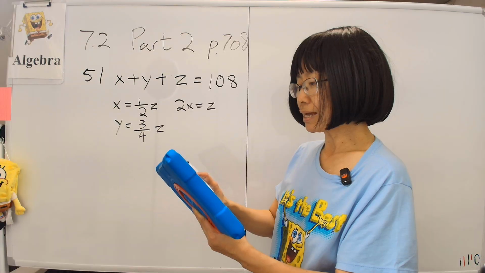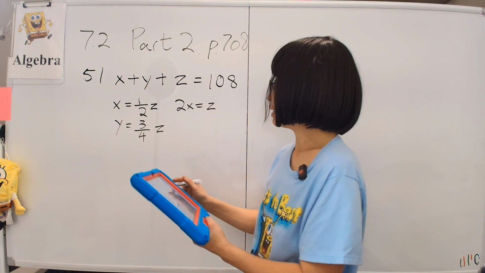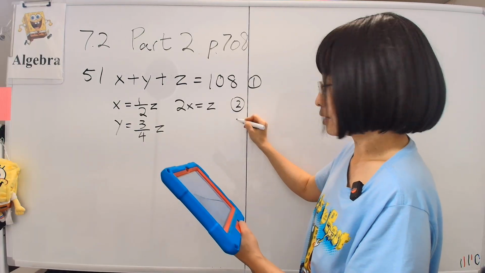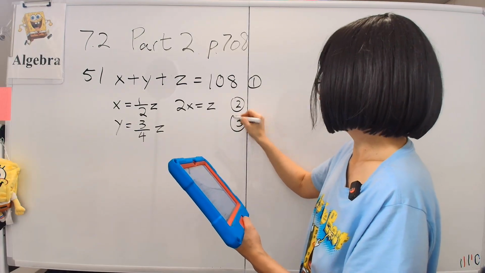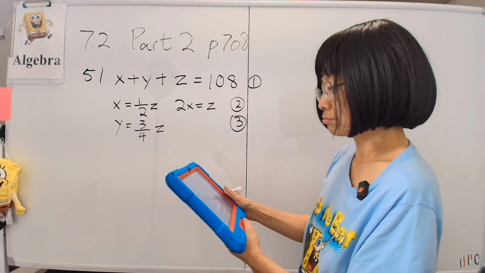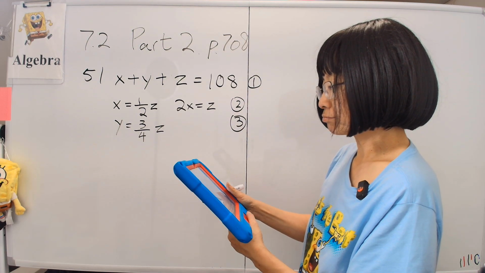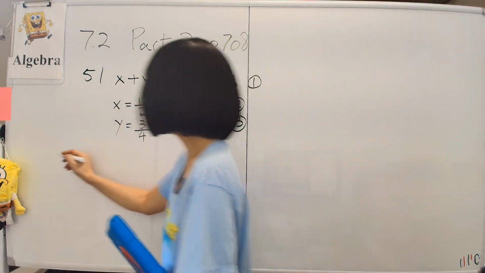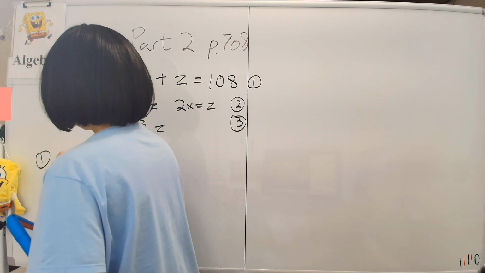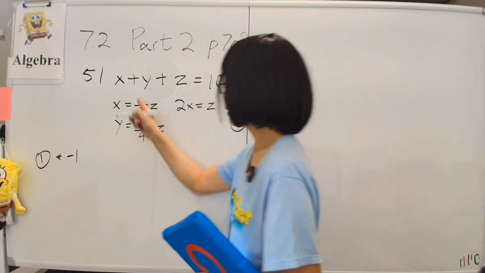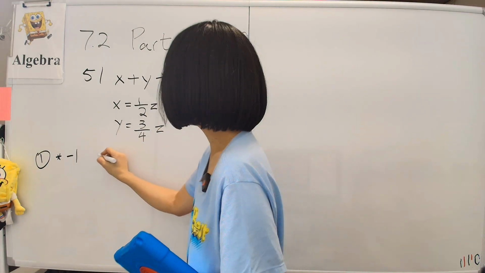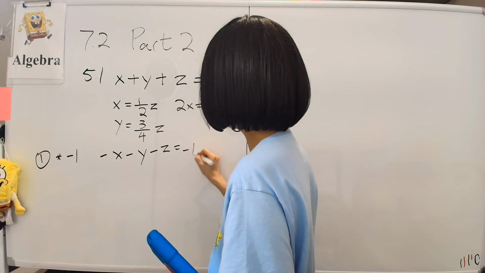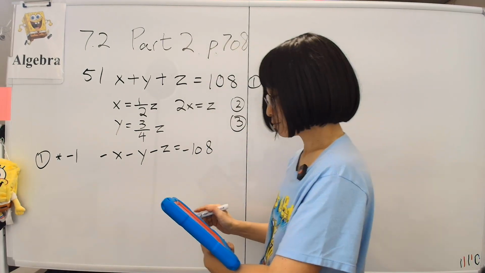And so the plan is that, for us to eliminate z, here's equation 1 and 2, and then 3. We'll take equation 1 times minus 1, so that we'll do that first. That means change all signs across the board, so they all become negative. Minus x minus y minus z equals minus 108. All right, we'll call that equation 4.